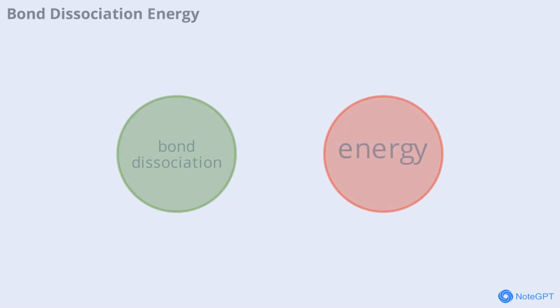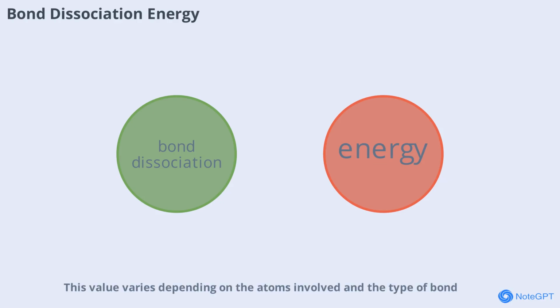Bond dissociation energy is the energy required to break a specific bond in a molecule. This value varies depending on the atoms involved and the type of bond. High bond dissociation energy means the bond is strong and the molecule is stable. This concept is important for understanding chemical reactions, as breaking and forming bonds involves energy changes that drive the process.